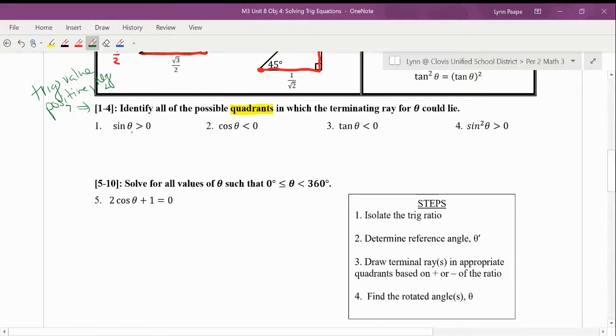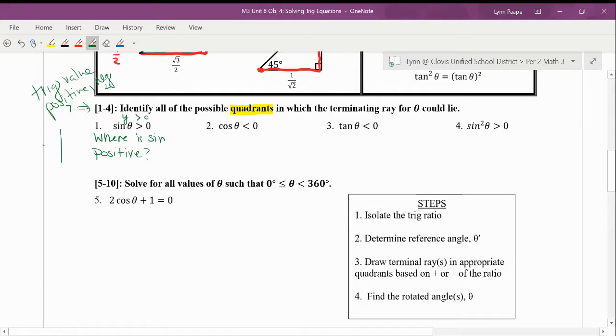So right here, when I'm reading this question, sine theta greater than 0, this is asking you, what quadrants is sine's ratio going to be positive? So where is sine positive? That's what that question is asking us. I know that sine is the same as a y value. So when is the y value greater than 0?